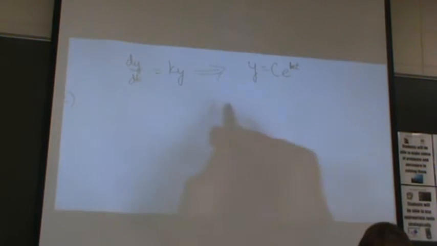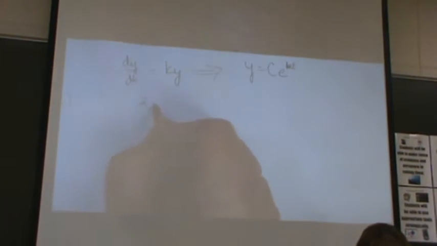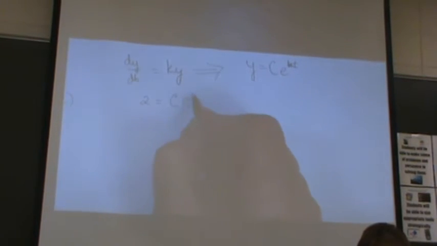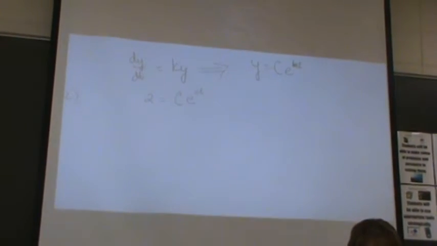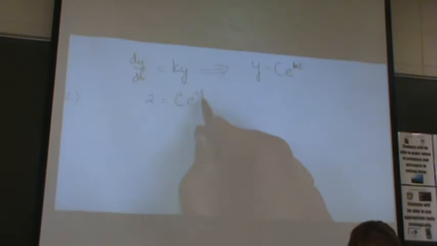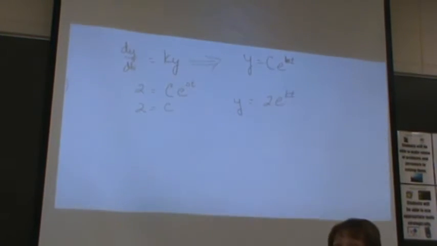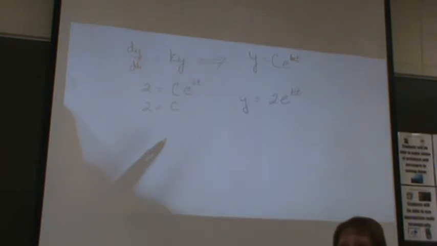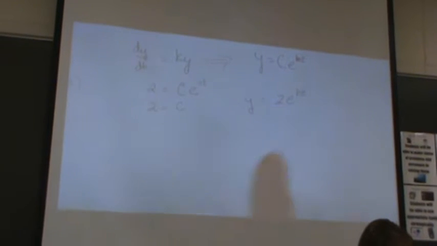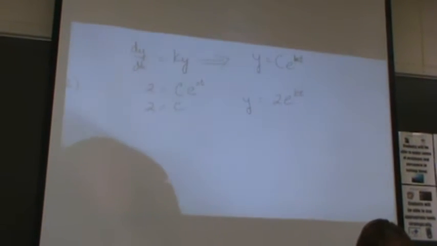If we have 2 unknowns, we are going to need 2 equations, correct? That's why you're given 2 pieces of the puzzle. So we know that y, which is 2, is equal to c e to the kt, which would be 0t. E to the 0t is 1, so we know that c equals 2. So we now have the equation y equals 2 e to the kt. So using our (0, 2), we can find out what c is.